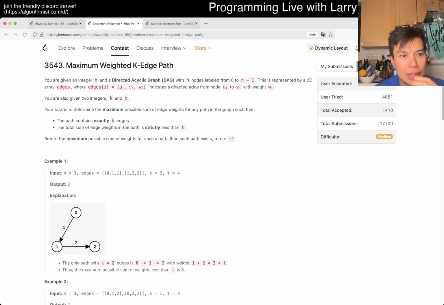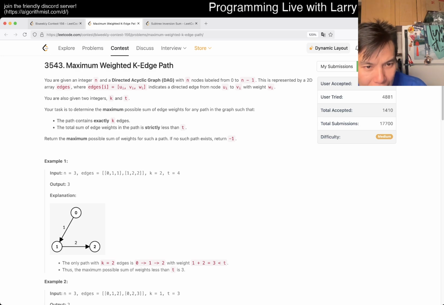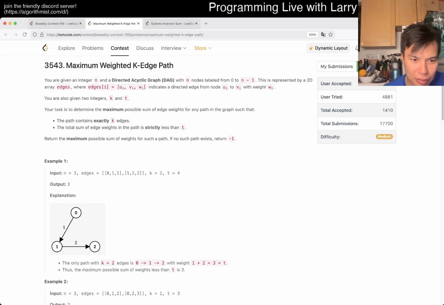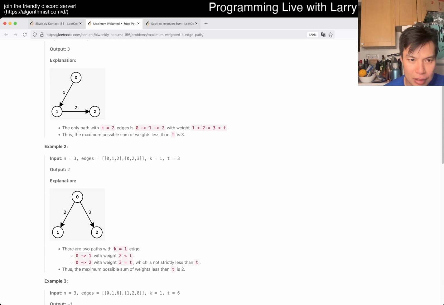Okay, a DAG represented by a 2D array of edges, u, v, w, given two integers k and t. Your task is finding the maximum possible sum of edge weights. You want a path with exactly k edges, and the total sum of the edges is strictly less than t. Return the maximum possible sum, which is less than t strictly. Okay, so if t is equal to 4, then 3.